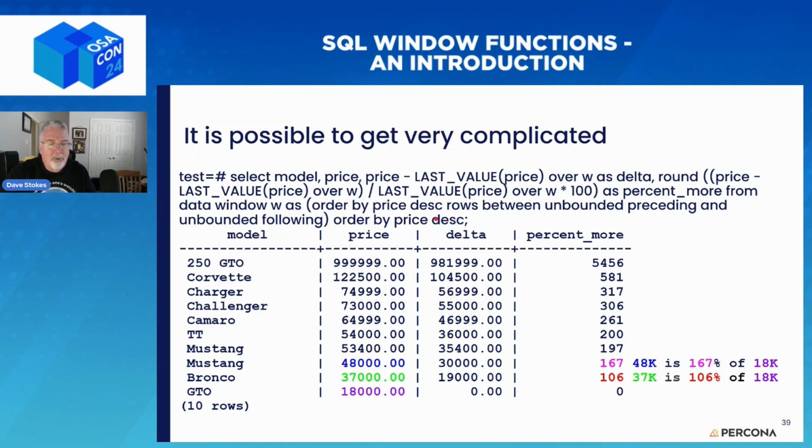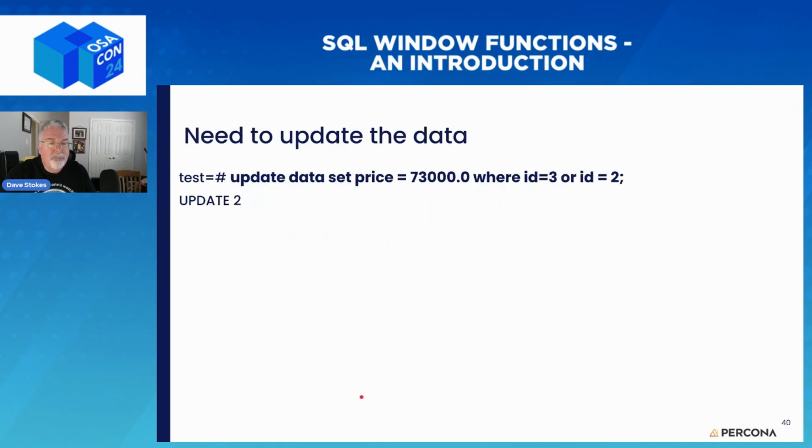In this example, we want to know how much more this car is than the lowest car. So our GTO is a mere $18,000, and the next car up is 106% of $18,000. So 37K is 106% of 18. 48,000 is 167% of 18,000.